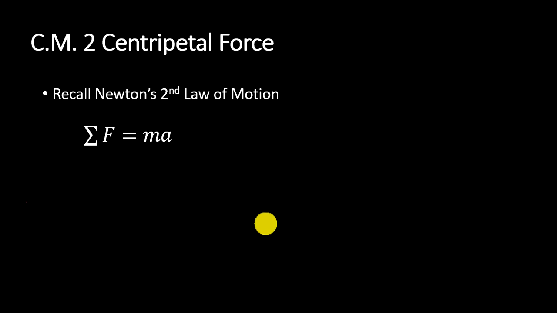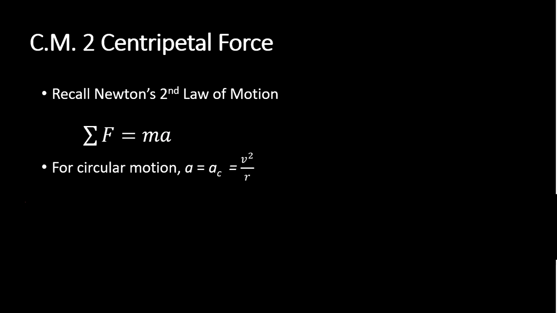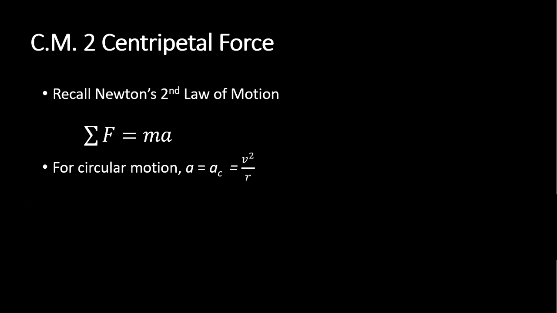So to start off, going way back to Newton's second law. We know that Newton's second law says the sum of the forces acting on an object is equal to m, the mass of the object, times the acceleration of the object. It's as simple as that. I can apply that to things in circular motion, because their acceleration is a_c, the centripetal acceleration.